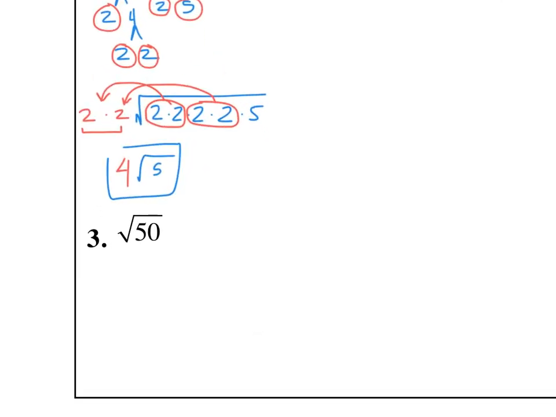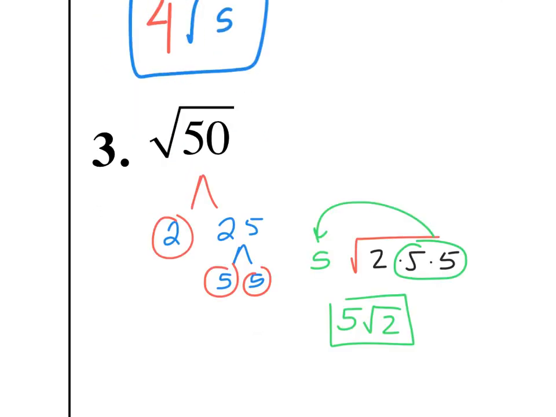Try do the square root of 50 by yourself. So when I break apart my square root of 50, I break it off into 2 and 25, and then I can break my 25 apart into 5 and 5. I circle my primes, and then I'm left with the square root of 2 times 5 times 5. My double 5 becomes a single on the outside, so I have 5 radical 2, and that's my final answer.